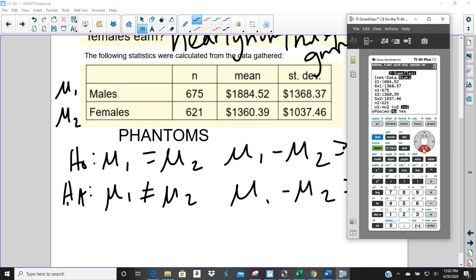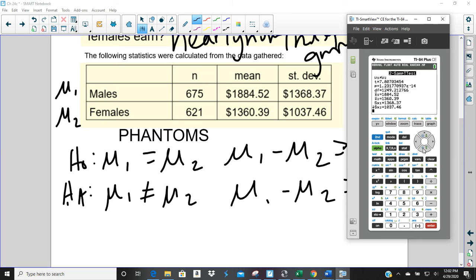But if you can ever have a job with tips, that's where you can make a lot of money quickly. Not equal to. Pooled, no, and I'm going to calculate. So what do we get here? Wow, we have a huge t-value, 7.8. P-value is to the negative 14th power. Wow. In scientific notation, and our degrees of freedom is 1249.